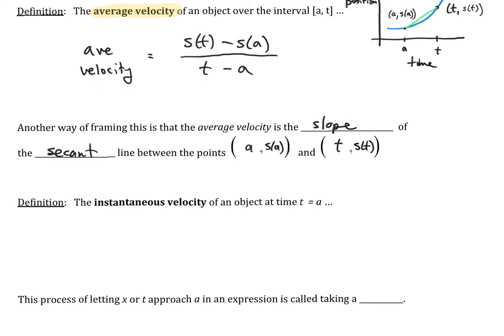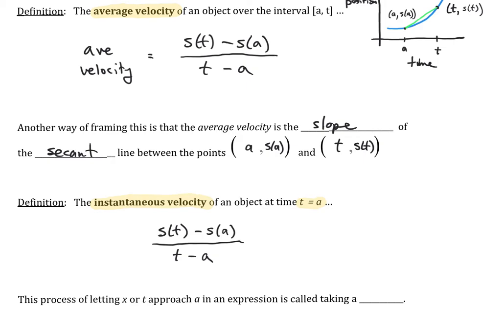Okay. So the instantaneous velocity of an object at a particular point, at a particular instant in time, call it t equal to a, this is going to be equal to something a little bit different. What we're going to do is take our s of t minus s of a divided by t minus a, so that's just the average velocity formula. What we want to do is move this t closer and closer to a.